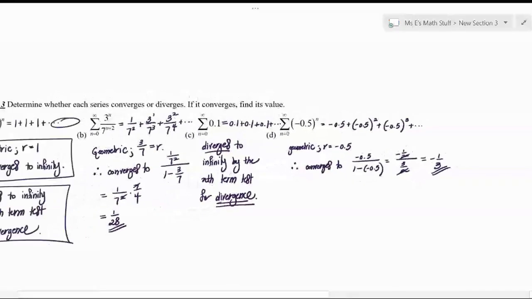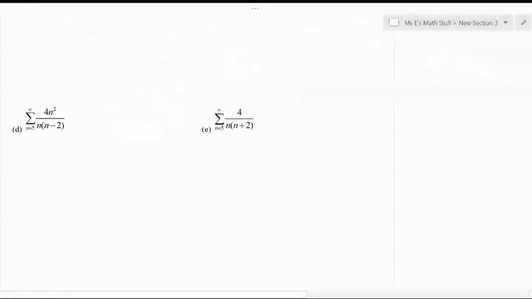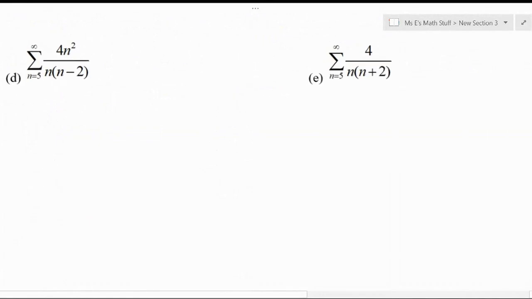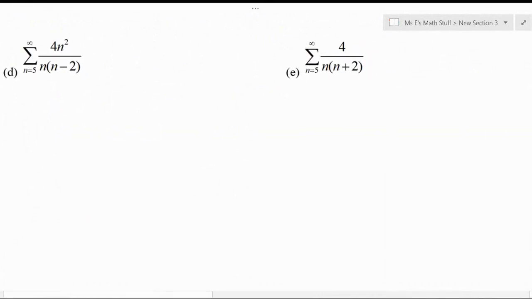So parts A through D, we're focusing on just practicing using geometric series and the nth term test for divergence. Same directions for parts D and E. Determine if it converges, and if it does, evaluate it.